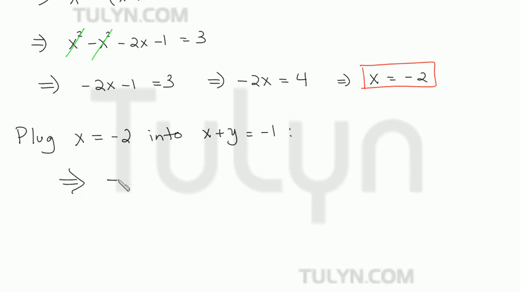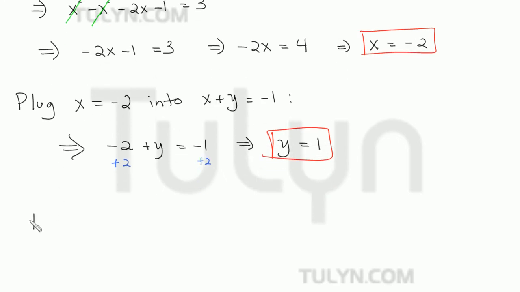So doing that, we get minus 2 plus y is equal to minus 1, which means y is equal to, if we add a 2 to both sides, we get minus 1 plus 2, so y is just equal to 1. So now we have our x and our y, and we want to write the solution as the ordered pair x comma y. So the solution for this system of equations is negative 2 comma positive 1.